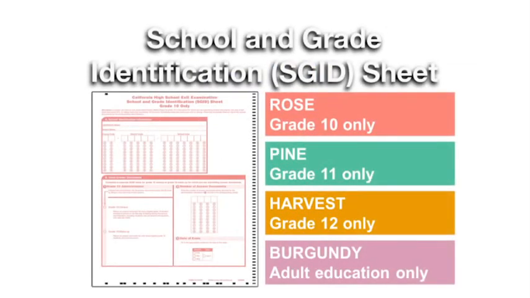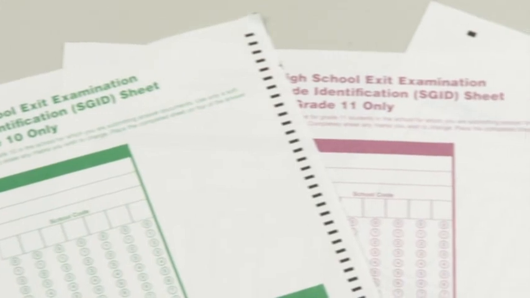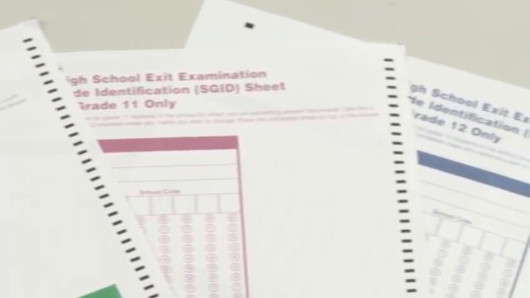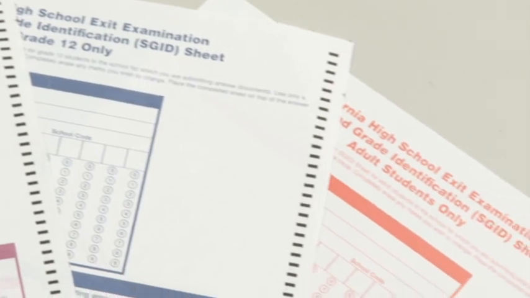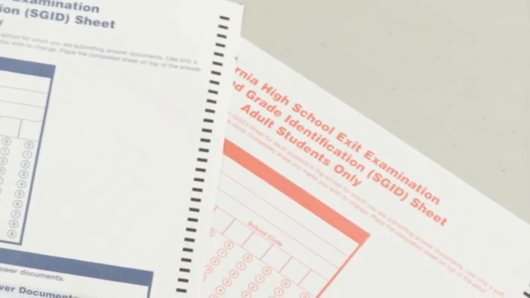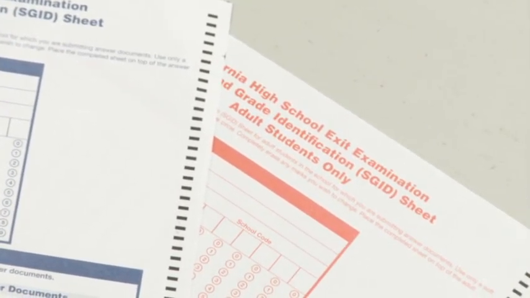Locate the large plastic bag labeled Test Site Coordinator Packet, which contains all your return instructions and labels. As soon as the answer documents are ready, separate them by grade level. Complete a school and grade identification sheet, SGID, to place on top of each stack of documents. Varied colors of SGIDs have been used to distinguish each grade level. Use the appropriate SGID for each grade level.